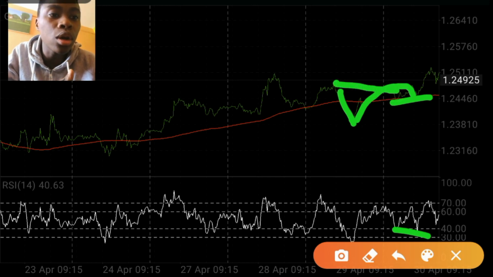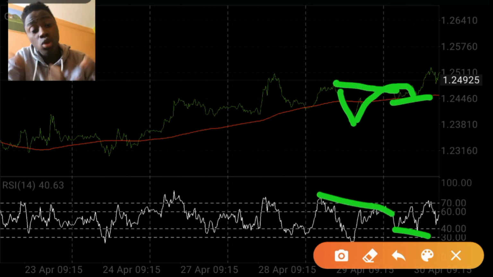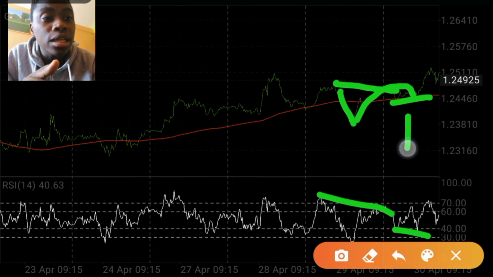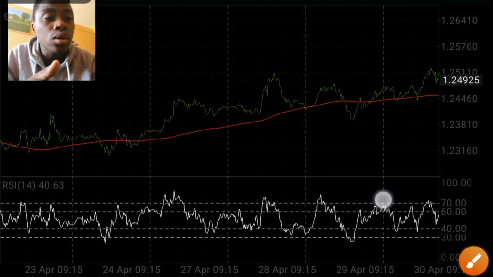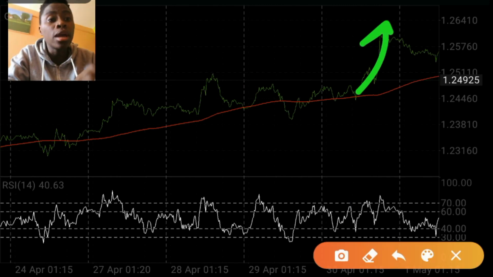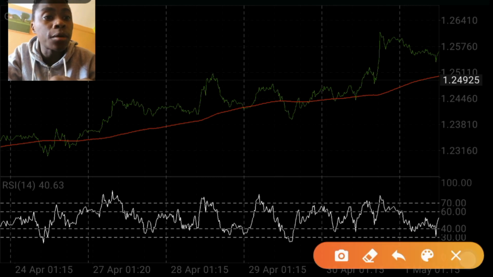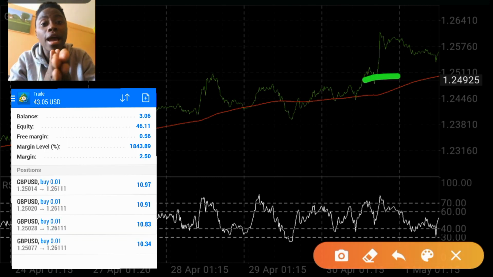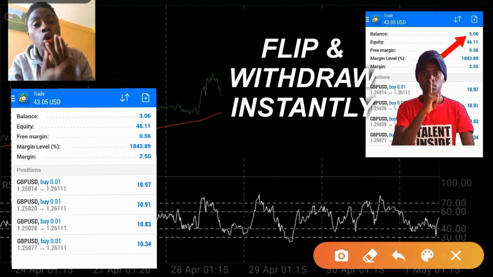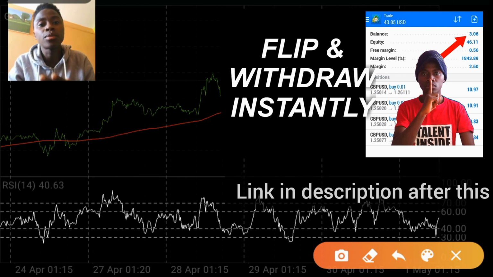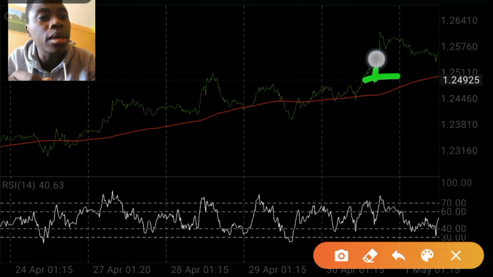The low points are going lower and the low points are going lower, so there is no reversal divergence. This means that the trend here will be strong. So let's see what happened. Bam, the strength was very strong, and this is the trade that I took in the previous video that I drew. I flipped a $3 account to a $50 account in a few hours, just from here to here.